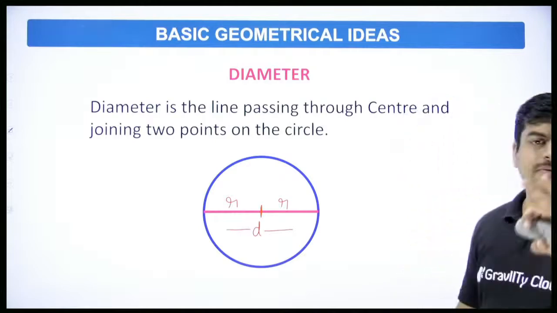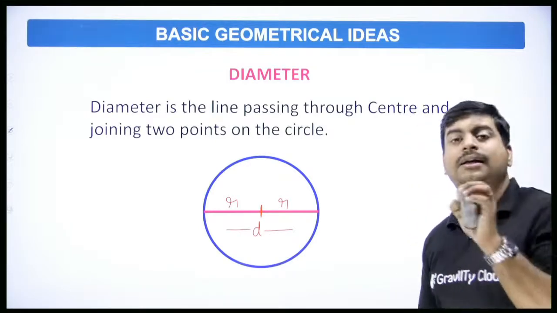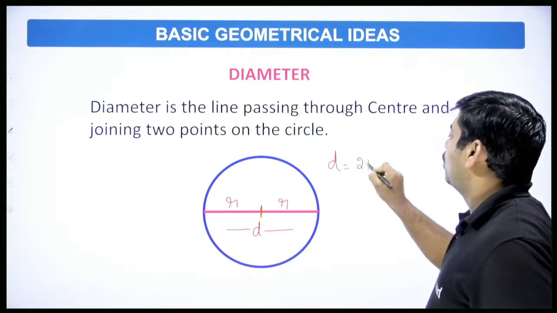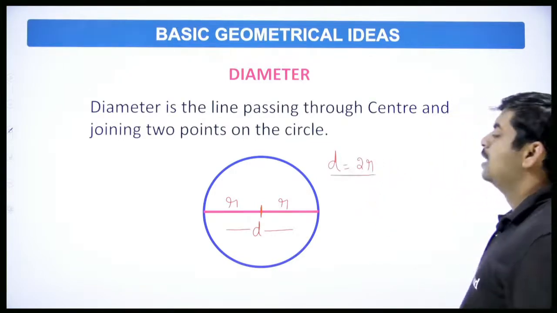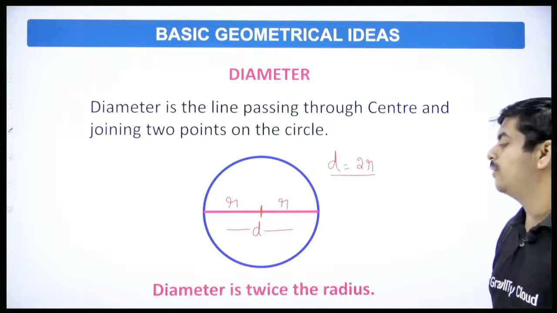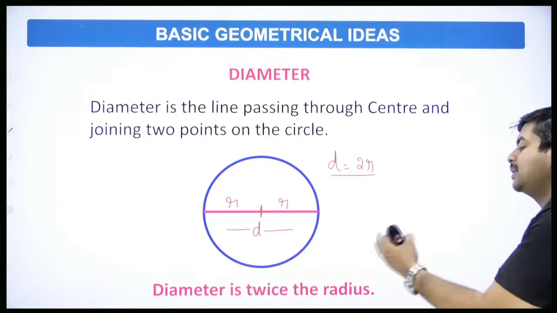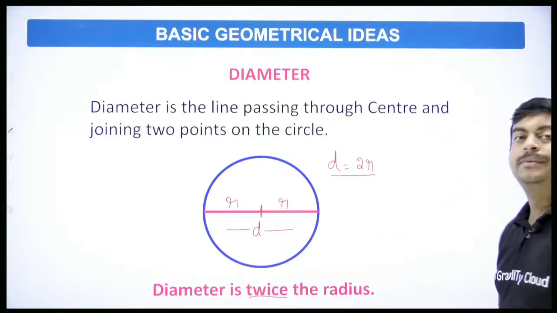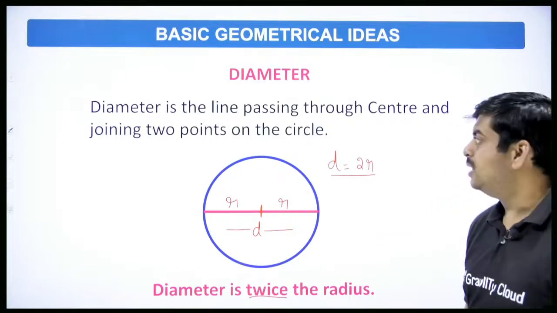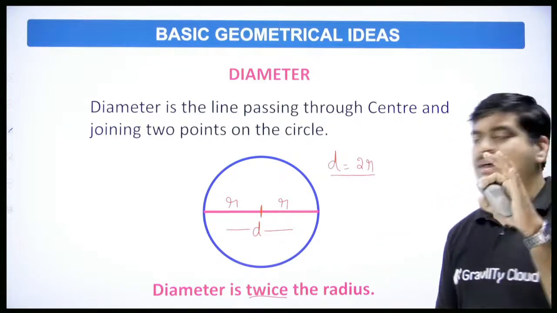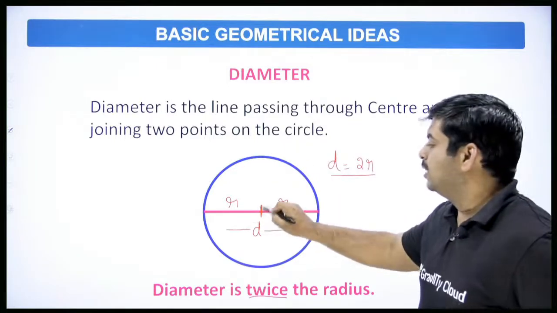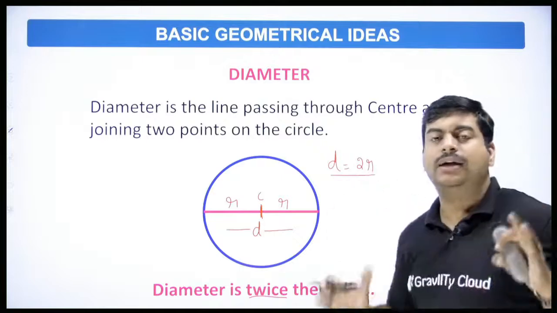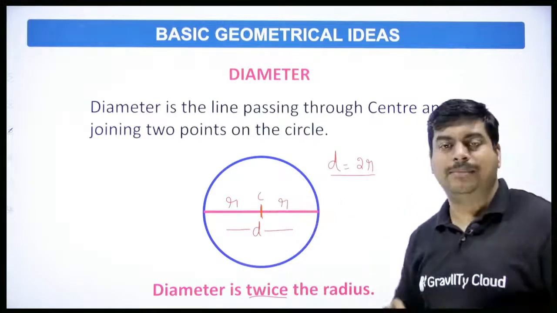What is the relation between diameter and the radius? Exactly, correct. Diameter is equal to 2 times the radius. Diameter is twice the radius. Twice means 2 times. So we discussed what is a circle, what is the center of the circle, what is a radius, and the double of that radius is called a diameter.